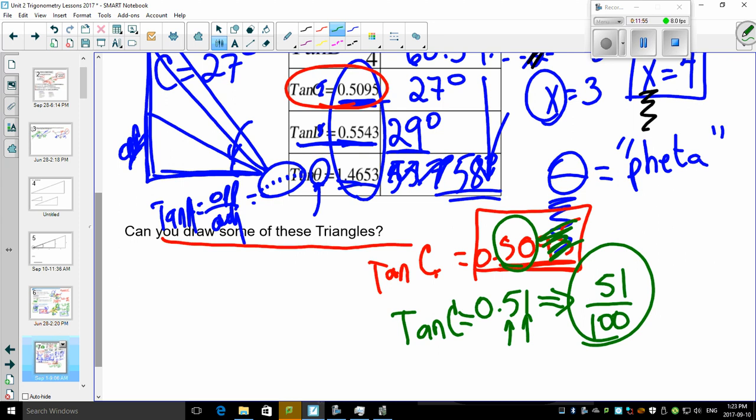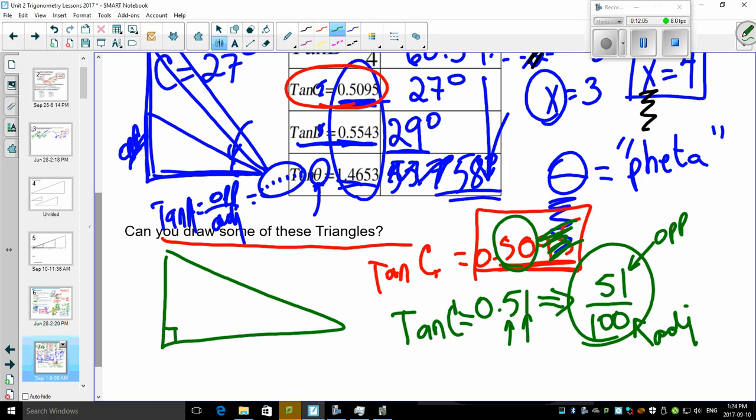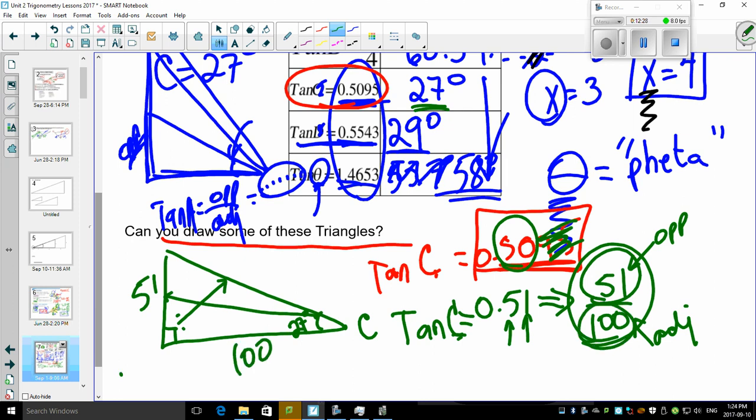Okay? So what does this mean? This means that this is the opposite, this is our adjacent. And check this out. You can now draw an approximate triangle that looks like it. There's our 90 degrees. There's our C. Perfect. So that's my angle in question. My angle in question was 27 degrees. There's my 27 degrees. There's my hypotenuse, which I don't care about, but right now there's my opposite. My opposite is 51, and my adjacent is 100. So you can actually draw from this ratio a beautiful triangle.